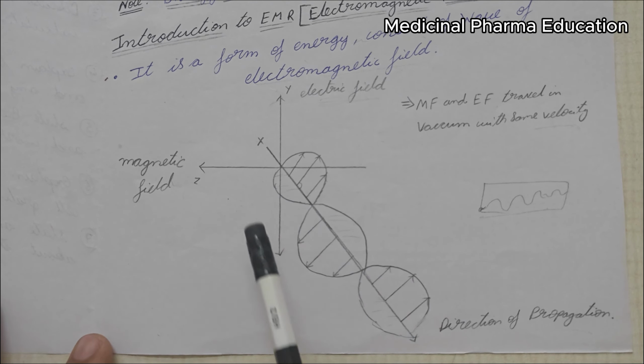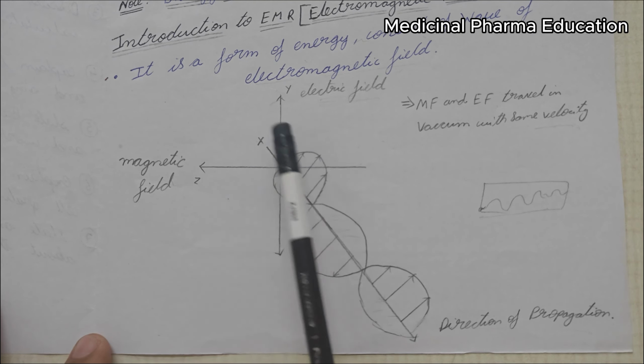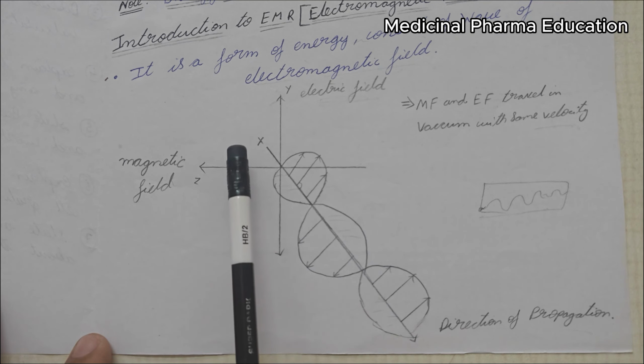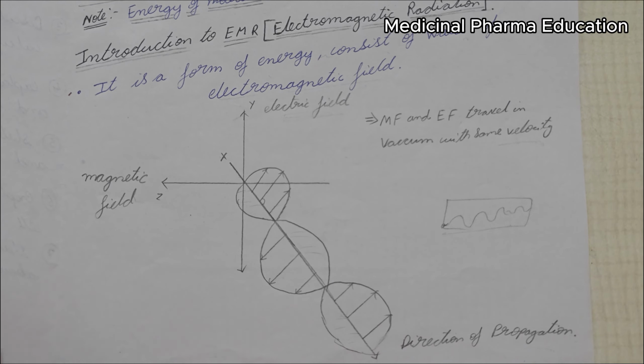Its x-axis or y-axis, it travels in any direction, in the direction of propagation, where the electric field and magnetic field are perpendicular to each other. That's it. This is the transferring of energy in the form of waves. That's the main electromagnetic radiation definition.